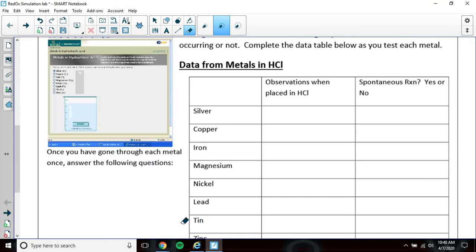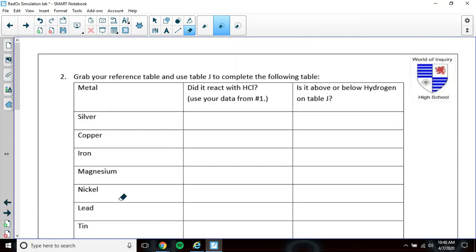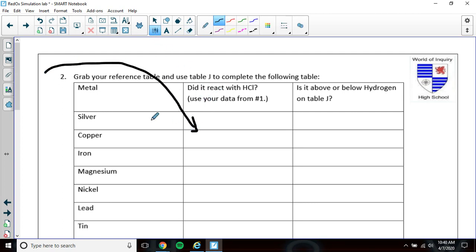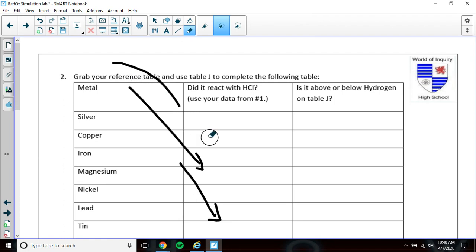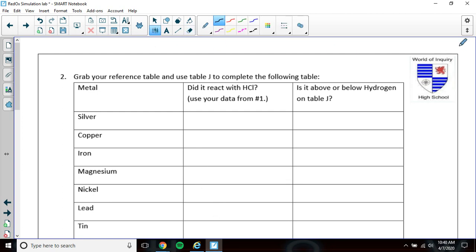Page 2 looks like this. Now grab your reference table and use table J to complete it. Did it react with silver? Use your data from page 1. You're going to copy over from page 1 right here and here and here. Then you're going to answer these questions about table J and try to figure out some stuff. If you watched the lecture video, you should be flying right through this. It's not all that complicated.